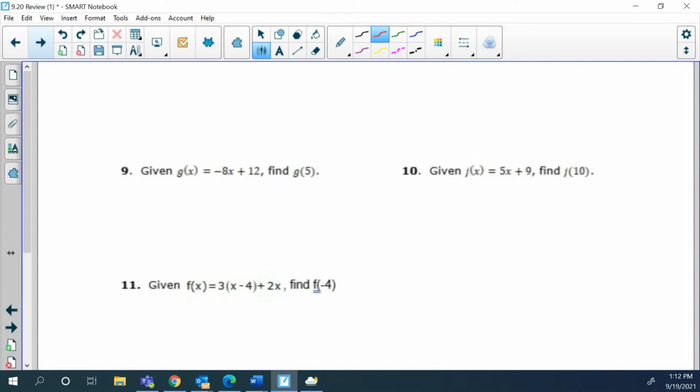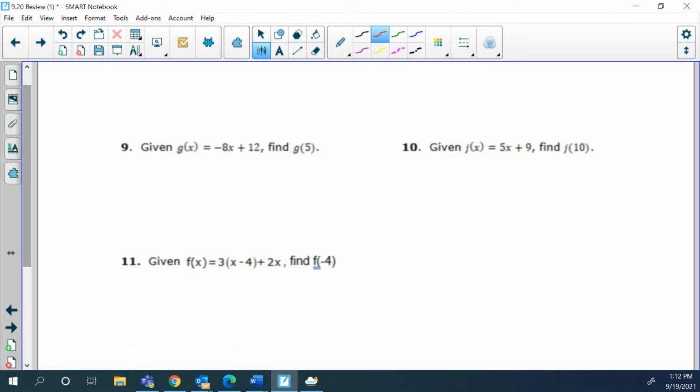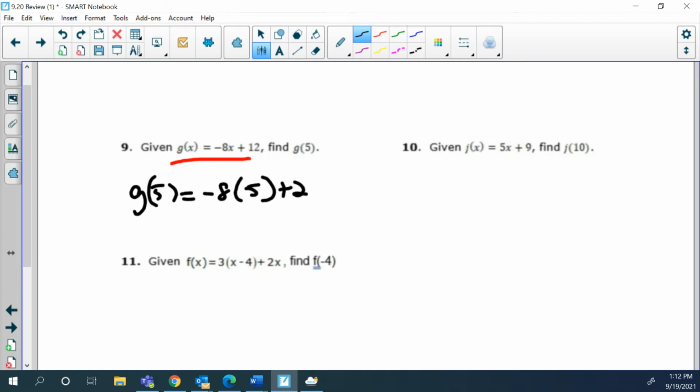All right. This is what we did earlier on the word problems, where you evaluate the function. And so it gives you the function and asks you to find g of 5. So wherever you see x in the function, you're going to replace it with 5. So that's going to give me g of 5 is going to equal negative 8 times 5 plus 12. All right, so that's negative 40.